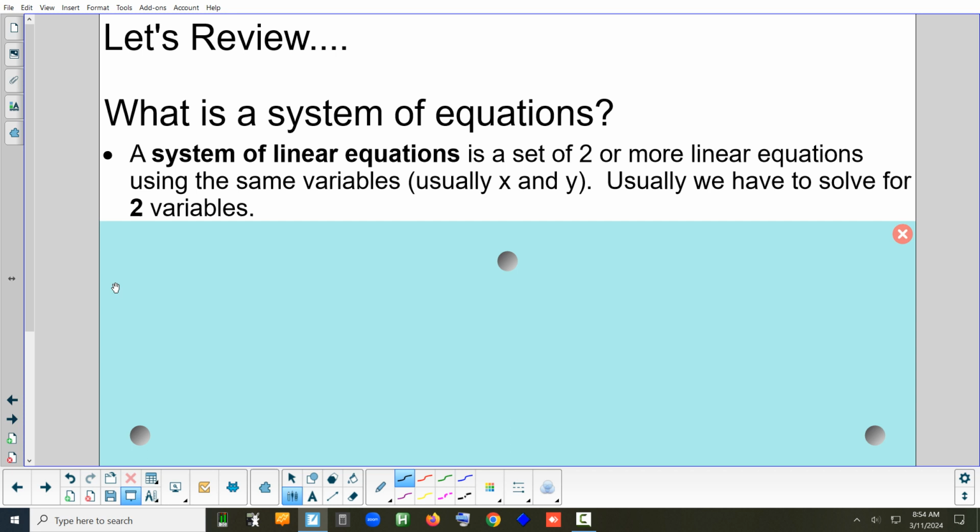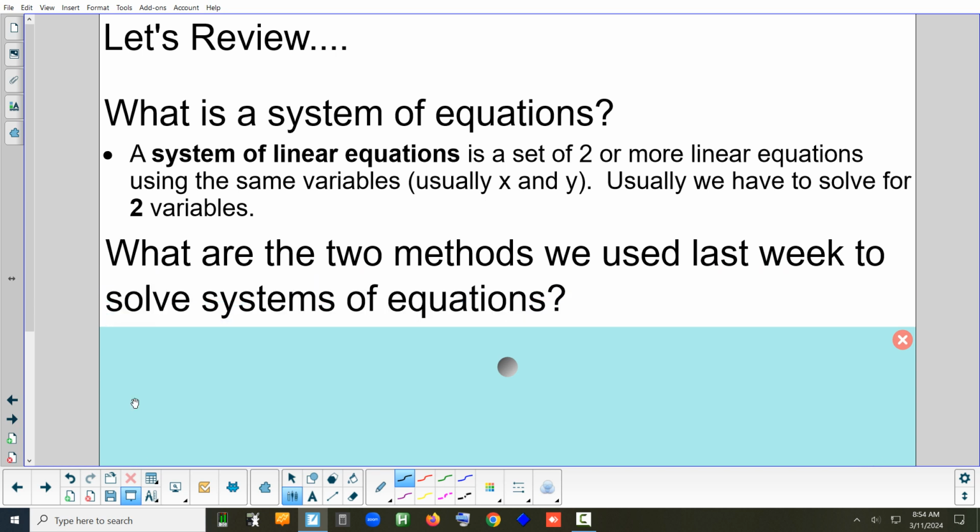How many variables do we usually have to solve for? Right, the same number of equations we have, 2. We usually call them x and y, but you can call the variables anything you want. X and y is the most common because we started out with graphing, and x and y are the letters you use when you graph.